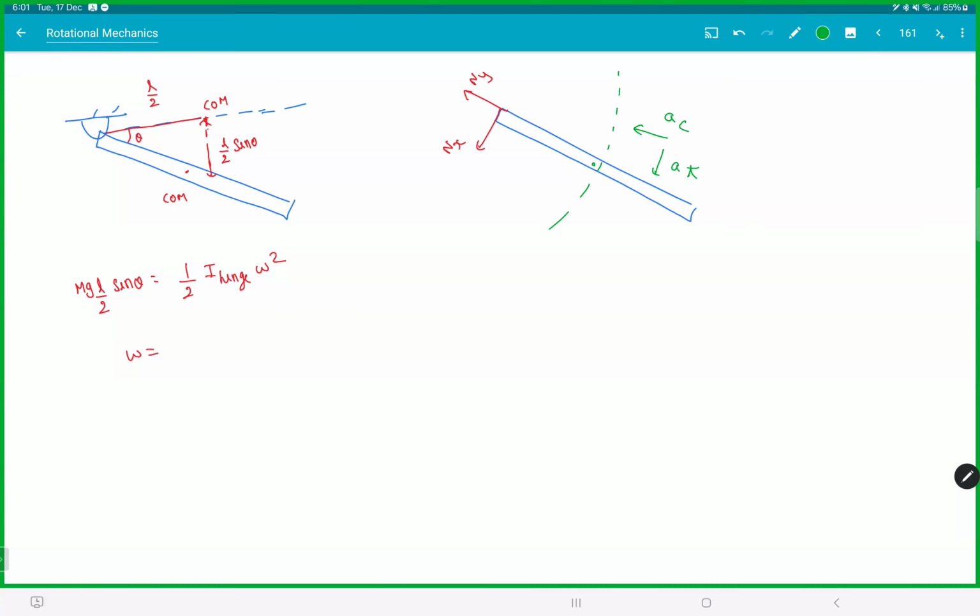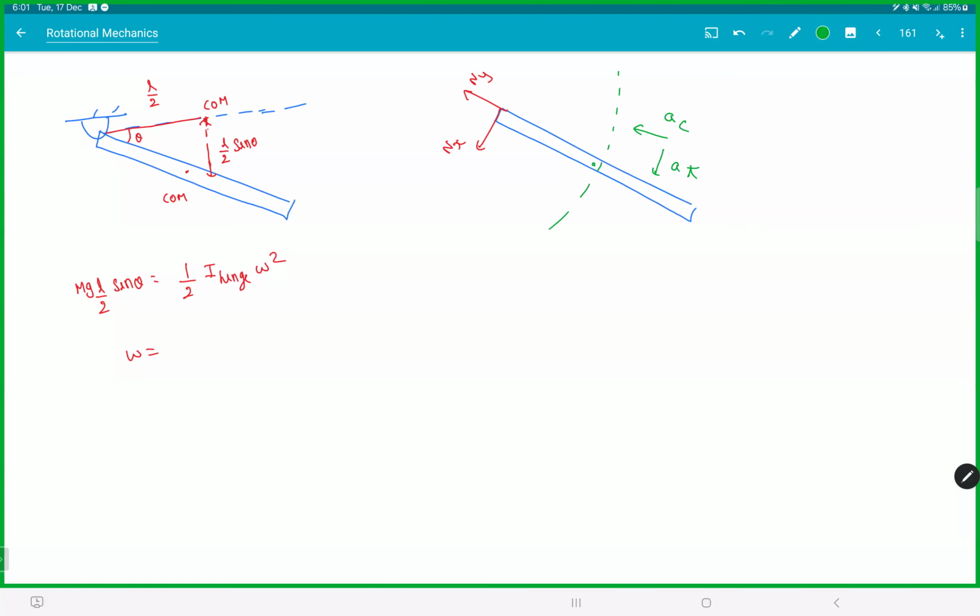So why can't I take up and down? You can do that. But the problem with up and down is that you have to resolve acceleration into components. I don't want to resolve a centripetal and a tangential. But you can do that. Nothing wrong with this. Because if I do this, I just have to resolve only mg into components. Now write the forces along the thing.